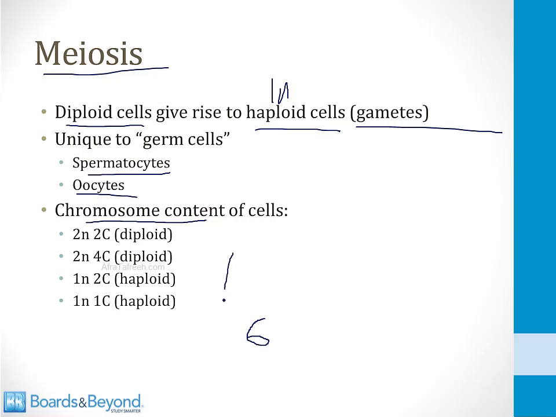So let's imagine we've got a cell and it's got a single copy of chromosome 6. We would say that this cell is 1N because it has a single copy of chromosome 6. And it does not have two sister chromatids, so therefore we would call it 1C as well.